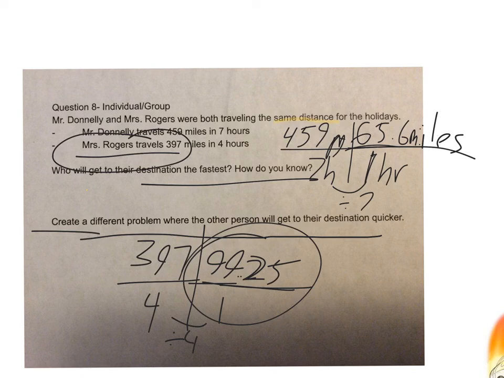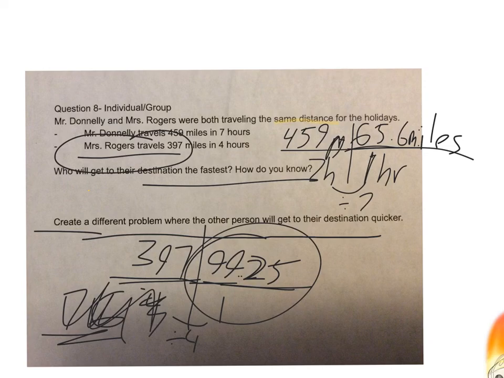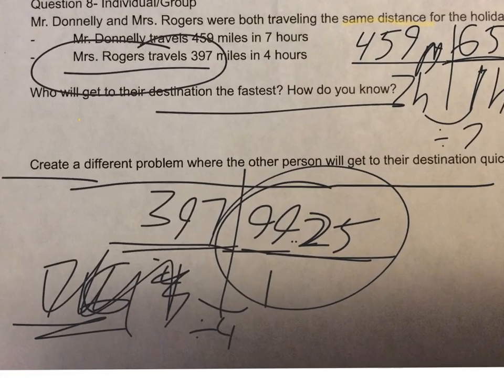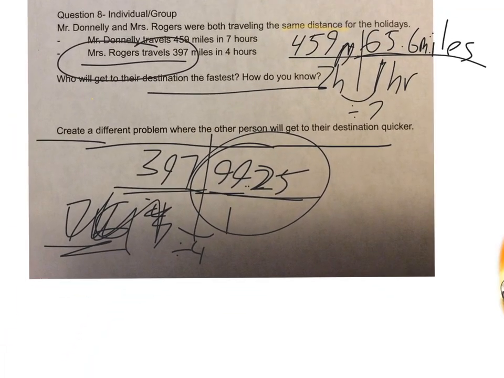Well, let's just say instead of 4 hours, it would be 397 miles in, say, let's go with 6 hours. And then let's do 397 divided by 6, and that equals 66.1. That wouldn't be long enough. But if I did it in 7 hours, that would give away the answer because it would say the same number of hours to start with. So let's stick with 4 hours then, and Mrs. Rogers will still be 4 hours.